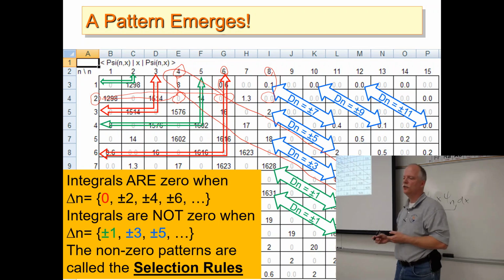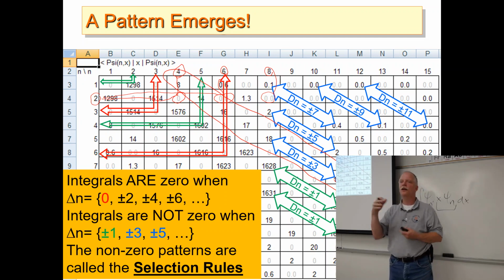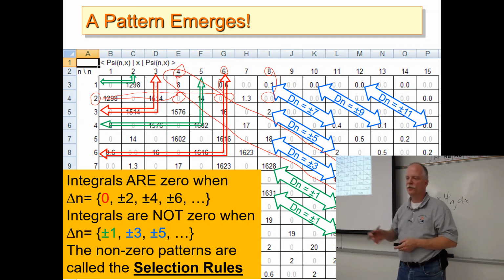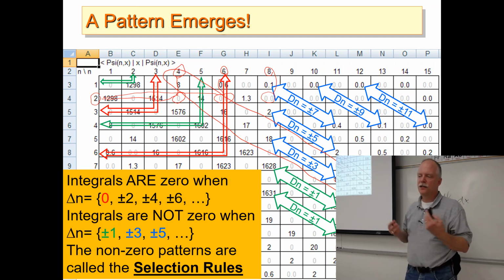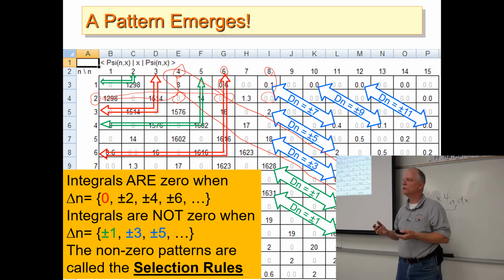Now you say those look like 0 up there. Well, they're just like 0.001. And so that the numbers are actually readable, I've cropped it at 1 decimal place. So these non-zero patterns are our selection rules.